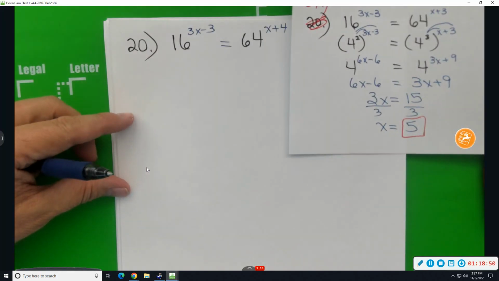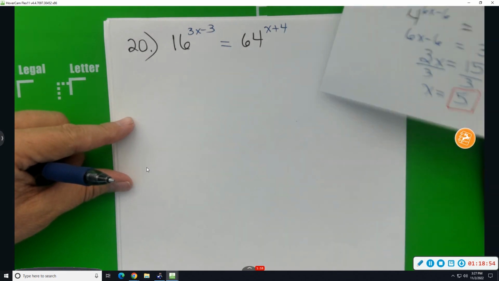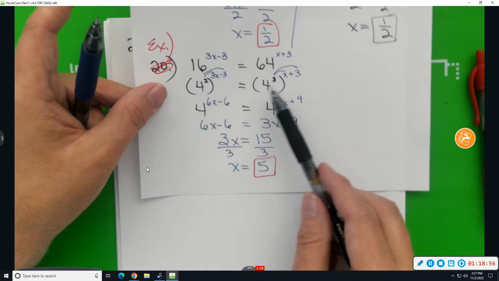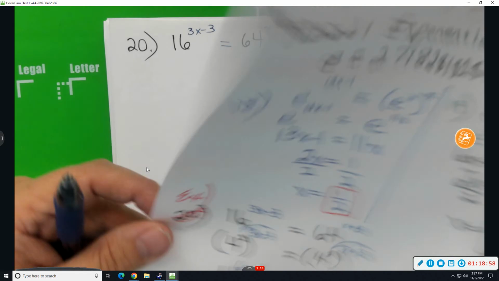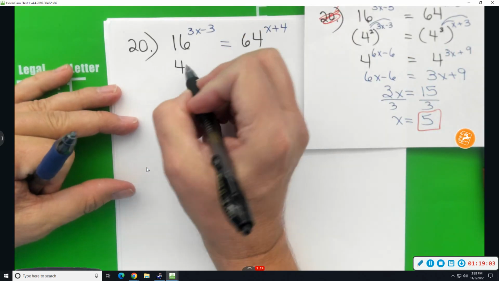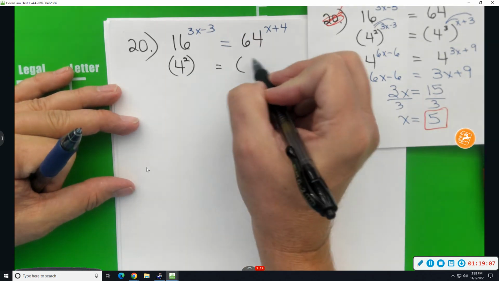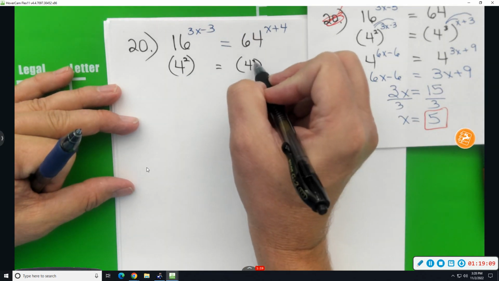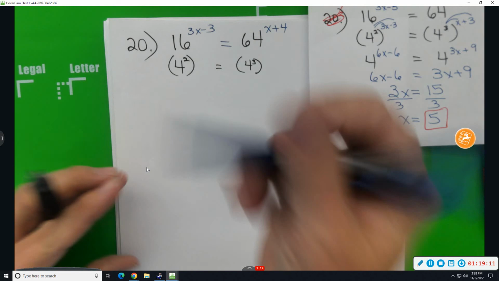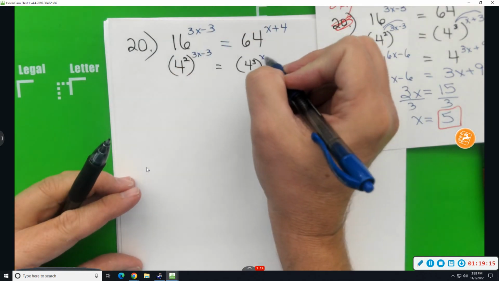You'll notice we'll still use that common base. Hey, I have a fun idea. Instead of using a base of 4, do you want to use 2? Oh, you're right. Okay, so 4 squared and 4 cubed. We had a 3x minus 3 and an x plus 4.